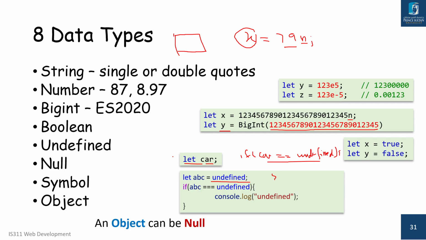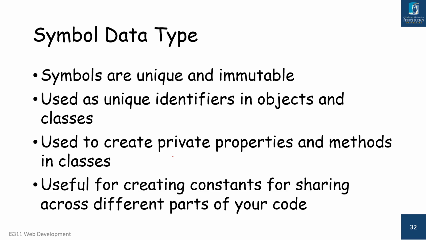We also have a symbol and object type. Object means when we are creating a class object, it is an object type of variable. Okay. Then we also have symbols. Symbols are unique and immutable. Unique and immutable mean once you have defined a symbol, then you cannot change its value. Only the first time when you are creating it, we can have a value. But after that, we cannot change it. Just like a constant, we cannot change the value.